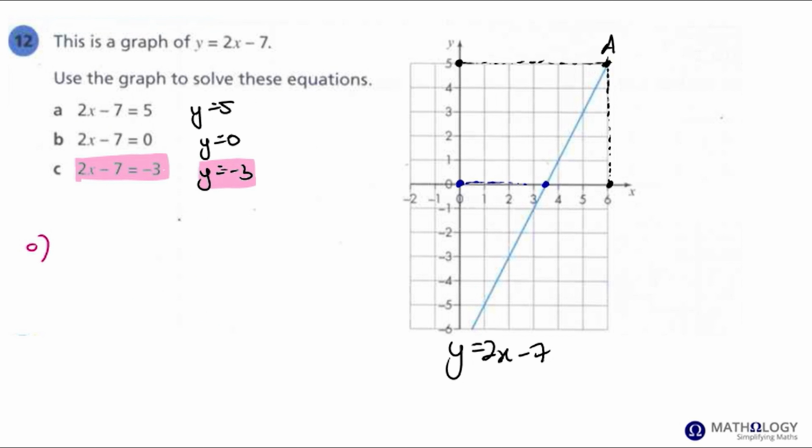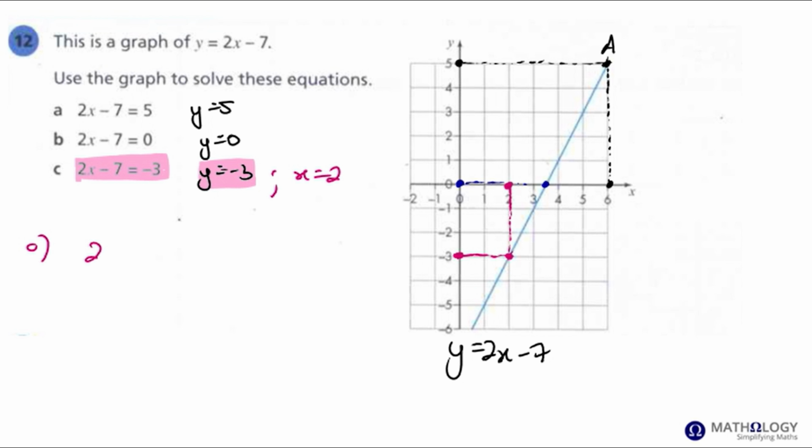And finally, we're going to solve for x when y equals minus 3. So we go to minus 3 on the y-axis, which is there. We move horizontally till we meet the function at that point there, and then we move up to the x-axis, which is at 2. So y equals minus 3 and x equals 2. x is 2 and y is minus 3.